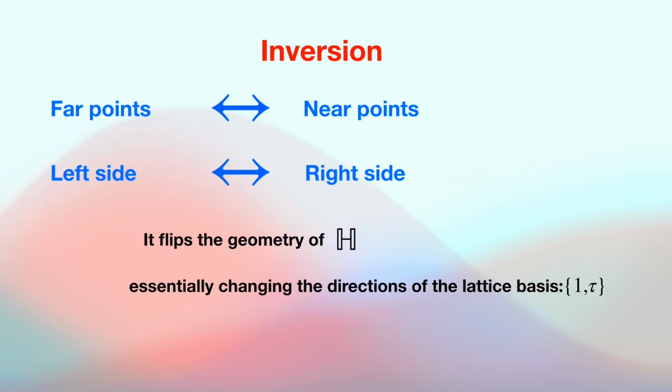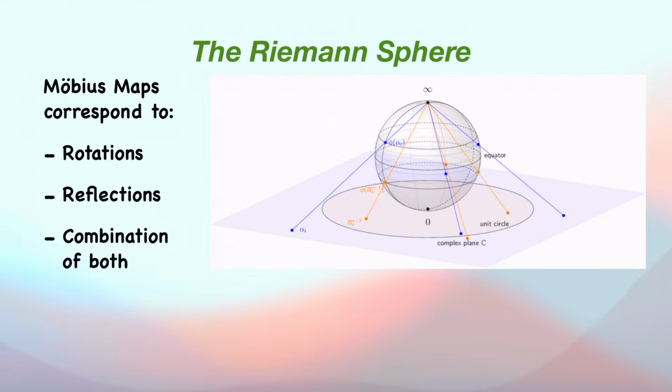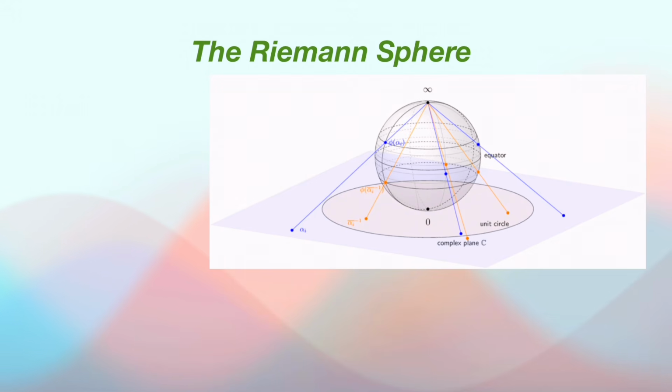And if inversions take far points and near points and swap them, and left sides and right sides and swap them, essentially what we're doing is just changing the directions of the lattice. And on the Riemann sphere, Mobius maps correspond to rotations, reflections, or combinations of both. In other words, the symmetries of the sphere.